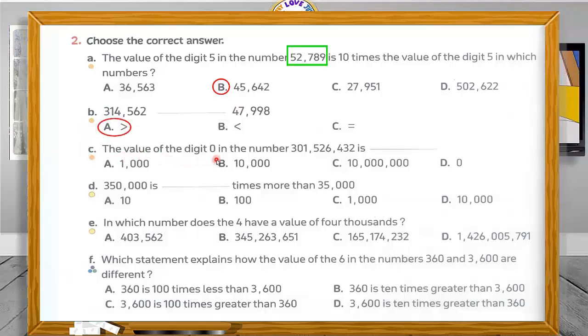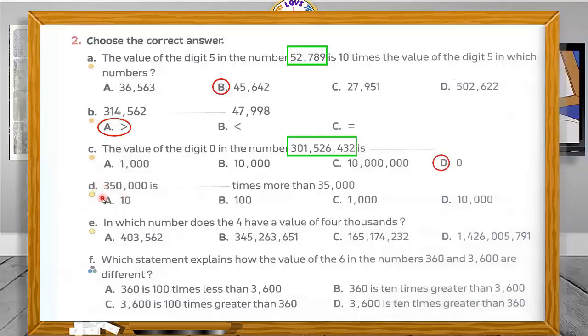The value of the digit 0 in the number 301,526,432. He asked you about what? He asked you about 0. Digit 0 is what? Is 1,000, 10,000, 10 million, or 0? We said 0 in any place is nothing, so the right answer is 0.